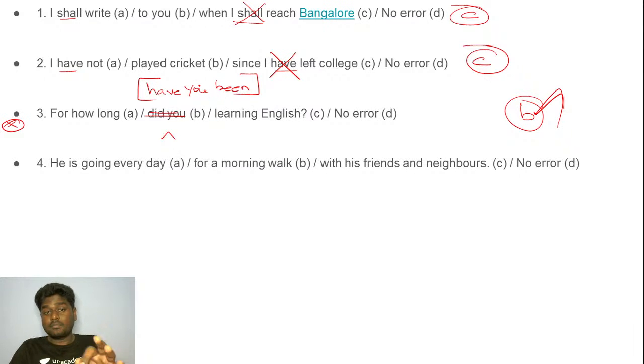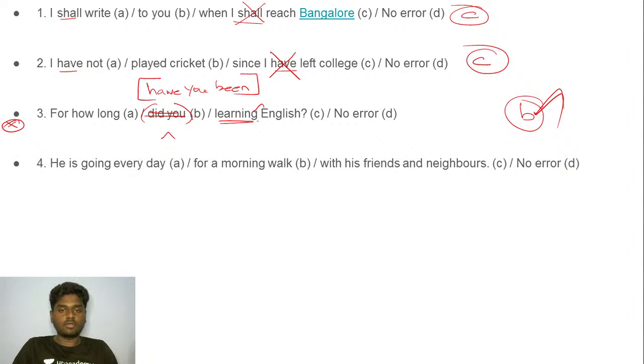Why am I telling you not to replace this learning? Because just by reading the complete idea of the sentence, I can figure out the person is still learning English. He's in the continuous tense. He's still learning English. I should not change the tense of it. Instead, I can remove this did you, so that the person is still learning only. The meaning is being exactly conveyed, but instead I'll replace it by for how long have you been learning? That's it. Clear, everybody? Very good, very good.